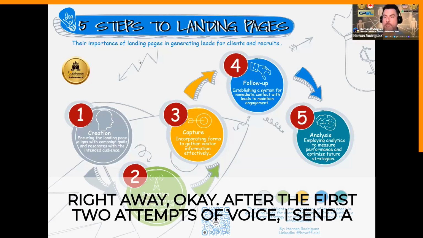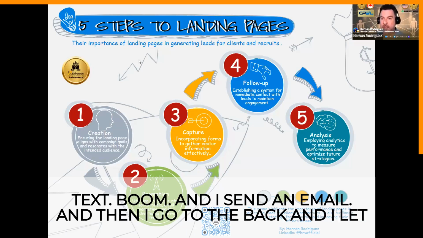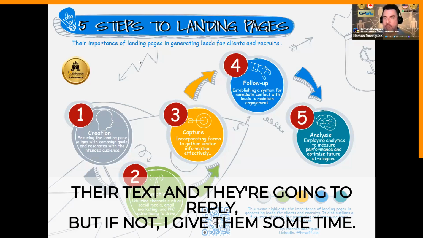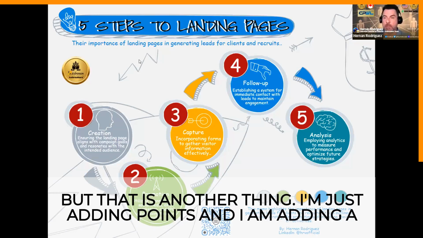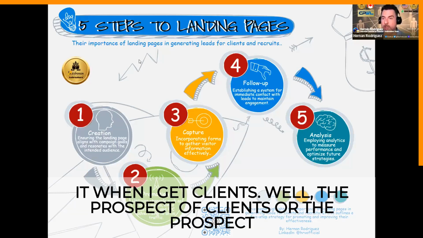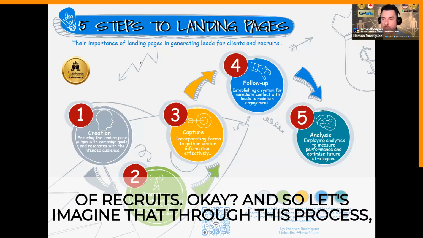After the first two attempts of voice, I send that text, boom, and I send an email, and then I go to the back and I let people breathe, because maybe they were busy and now they see that text and they're going to reply. But if not, I give them some time. That is another thing. I'm just adding points, and a little bit of the technical and tactical side on how I do it when I get the prospects of clients or the prospects of recruits, okay?